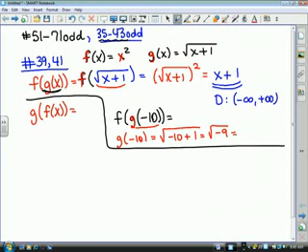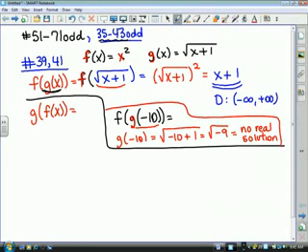And oh no, you don't get a real number, right? You can't take the square root of a negative number and get a real number. So this is no real solution. Okay then. So something went terribly wrong because I know that's linear. And I know that domain's all real numbers. So there's something I didn't consider.